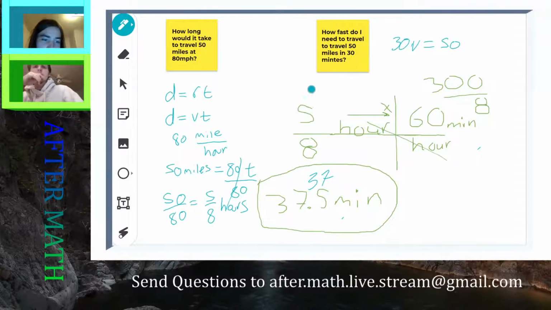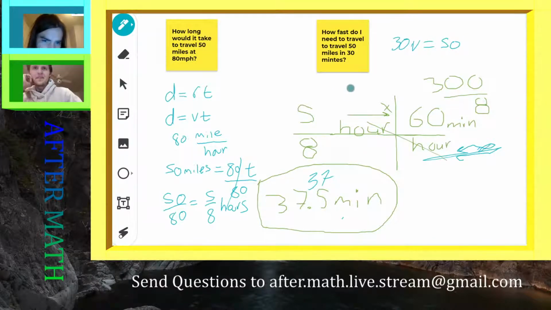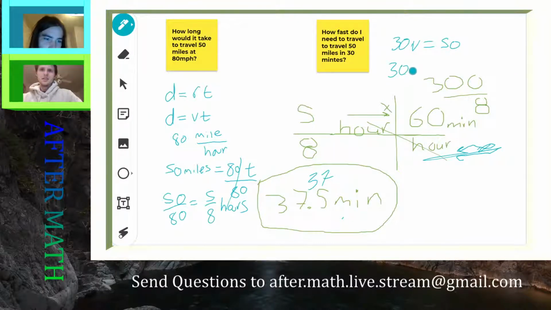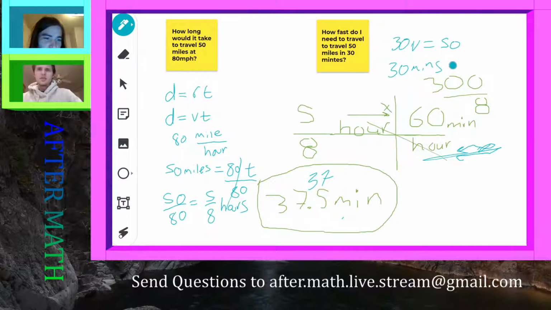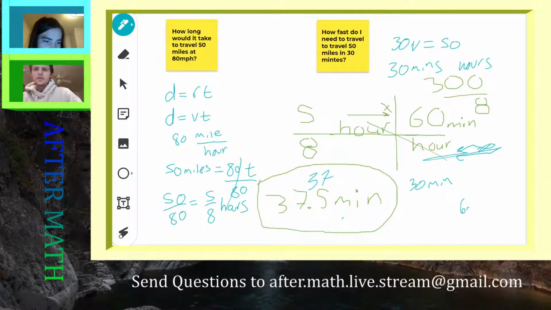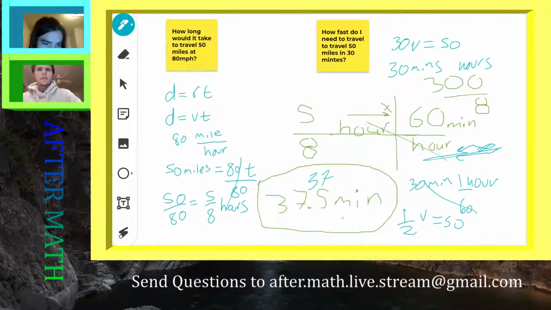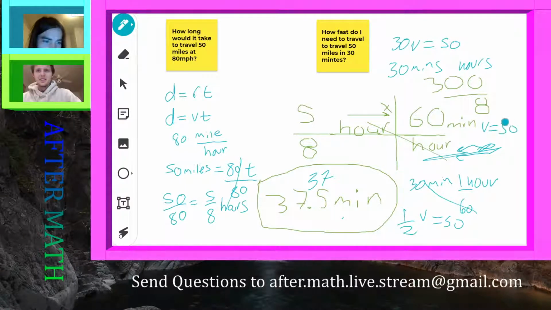Now, if you remember though, we probably want this in miles per hour because we're in the United States and that's pretty standard in the United States. So we need to change our time again from 30 minutes to hours. So if we do the same thing you did before, 30 minutes, and then we have 60 minutes in 1 hour, and so those cancel out. So we get 1/2 V equals 50. And so then we divide by 1/2 on either side. I'm running out of room here, but we divide by 1/2 on either side and you get V equals 100.